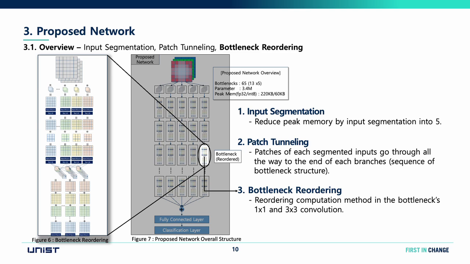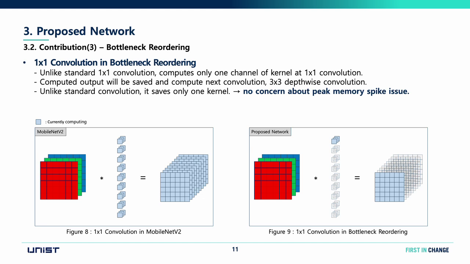Starting with the 1x1 convolution in bottleneck reordering: in the original MobileNet V2 bottleneck, all of the kernels are computed with the whole input, which results in multiple output channels. But in our bottleneck reordering method, it computes only a single kernel of the 1x1 convolution and saves it to pre-allocated memory. After computing the first 1x1 kernel, the output with one channel goes through the 3x3 convolution in the state of a single channel.